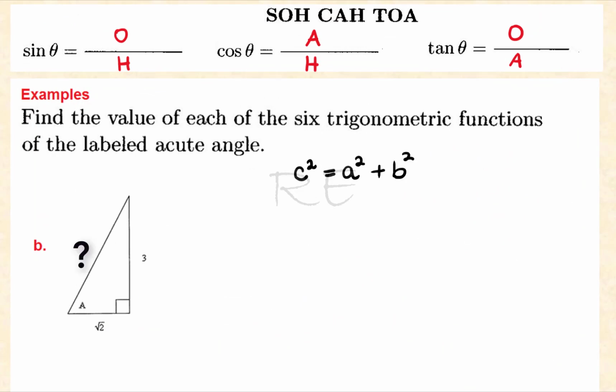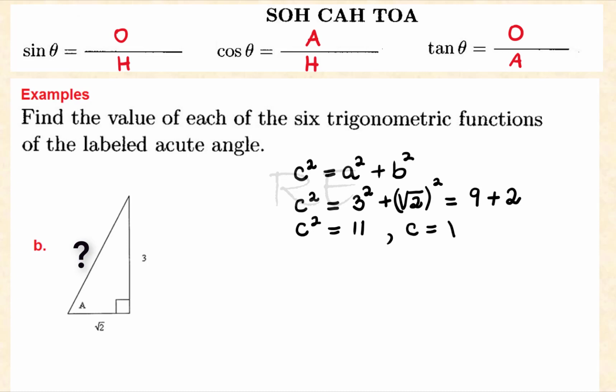We're going to look for the missing side first, and the missing side is the hypotenuse, so it's c. c squared is equal to 3 squared plus square root of 2 squared. So 3 squared is 9. Square root of 2 times square root of 2 is square root of 4, which is 2. So c squared is equal to 11, and c is the positive square root of 11. So now that we have the missing side, we're just going to look for the ratio.